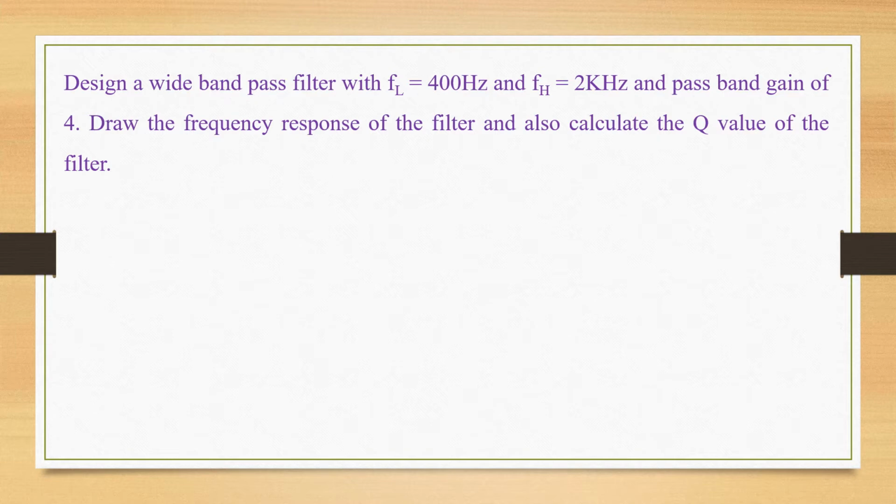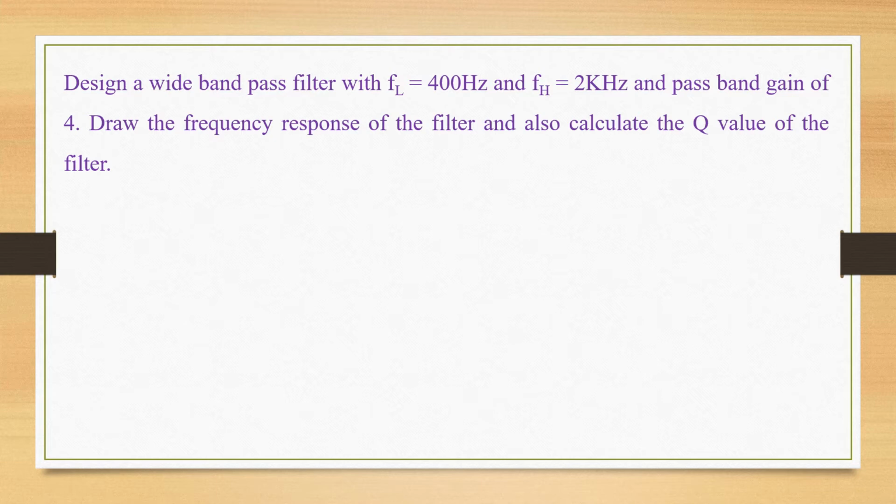So in this particular problem, we can divide this into three different parts. First is designing a band pass filter. Second part is drawing the frequency response, and the third part is calculating the Q value. For designing the filter, the steps we followed for designing a low pass and high pass filter will be followed here. It is a combined effect that we have to follow.